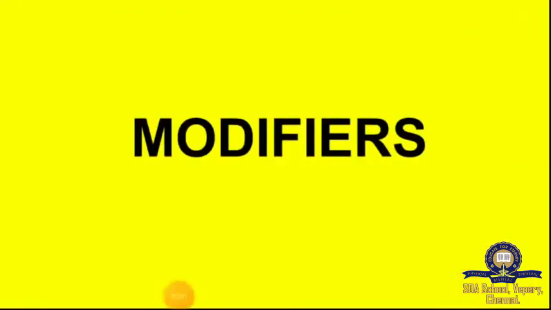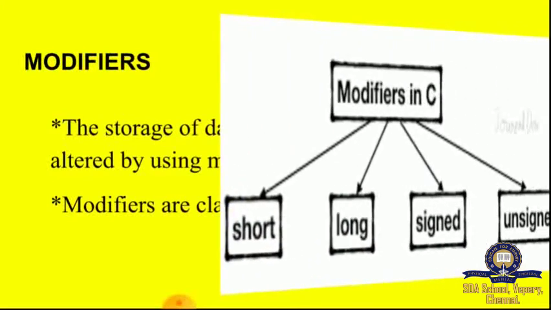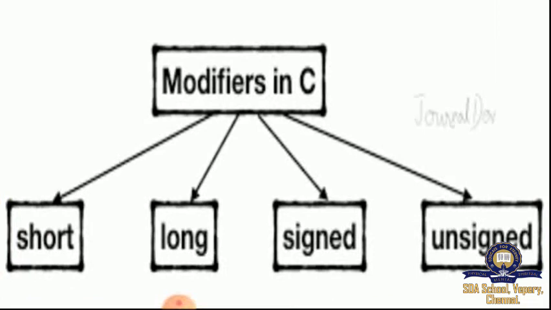Next, we are going to learn about modifiers. The storage of data in any data type can be altered by using modifiers. Modifiers are classified into 4 types: short, long, signed and unsigned.